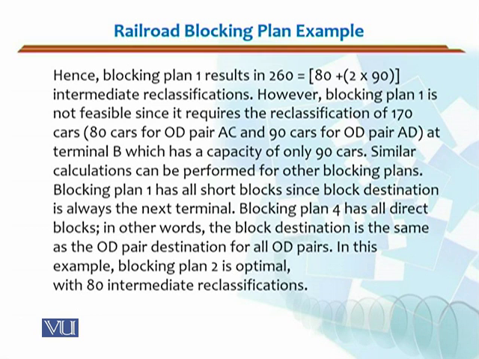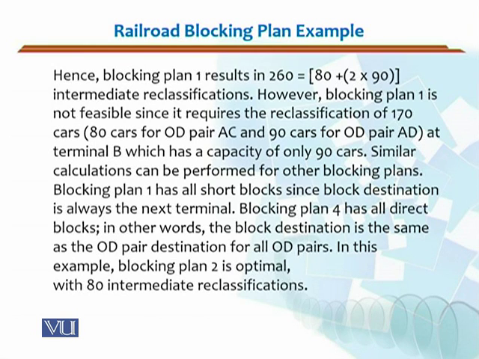However, blocking plan 1 is not feasible since it requires the reclassification of 170 cars, which is 80 cars for the origin destination pair AC and 90 cars for the origin destination pair AD, at terminal B, which has a capacity of only 90 cars. So if you require a reclassification of, let's say, 170 cars, it would not be feasible, because terminal B has only a capacity of 90 cars. Similar calculations can be performed for the other blocking plans.